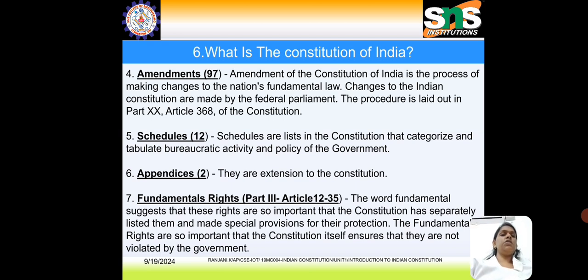Next are the schedules. Schedules are lists in the Constitution that categorize and tabulate the activities and policy of the government. Then the appendices, which are extensions to the Constitution.